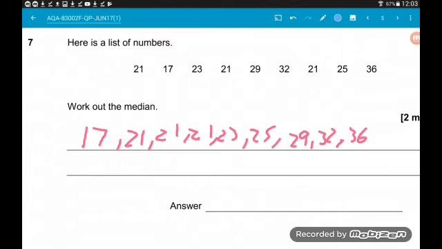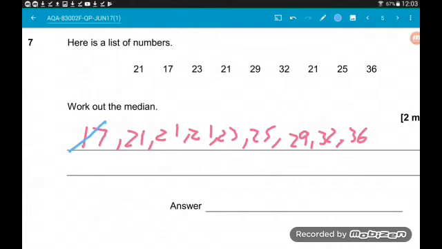Okay, question 7. Here is a list of numbers. We want to work out the median. So remember, the median is the middle value, but we first of all need to put them in order of size, smallest to biggest. So that's what I've done first of all, and then we cross out one on the left, one on the right, till we get down to one chap in the middle.